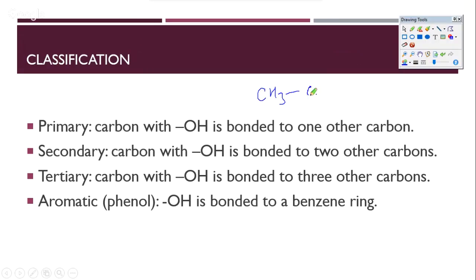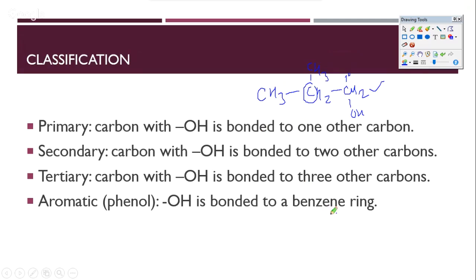For example, CH3, CH2. Let's say there is another carbon here with another CH3, but the alcohol is connected to this carbon. Since this is a 1 degree carbon, what do you mean by 1 degree carbon? 1 degree carbons are those carbon atoms which are connected to only one other carbon. So if you look at this carbon, it is just connected to one other carbon, and therefore it is a 1 degree carbon. This is a primary alcohol.